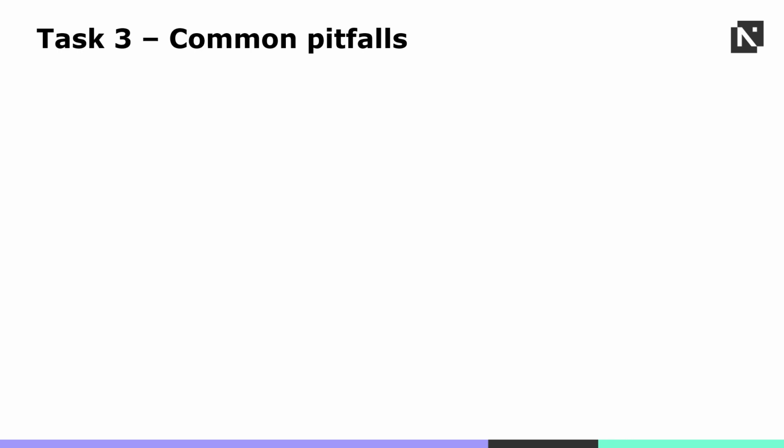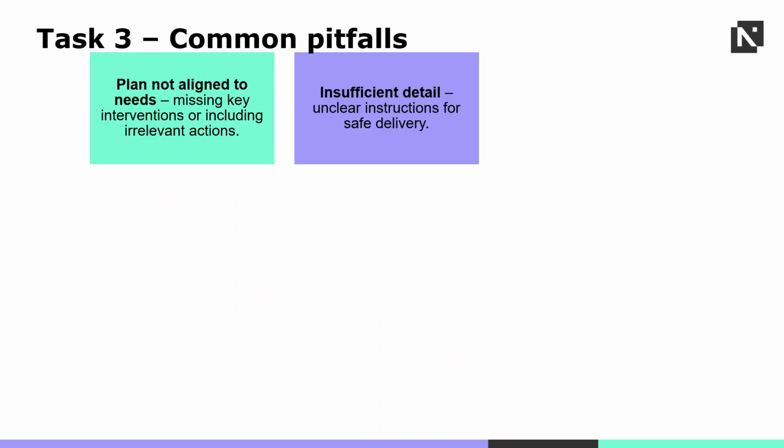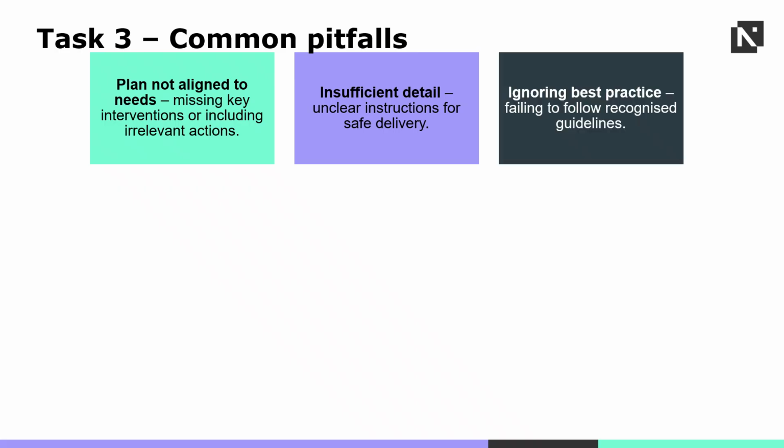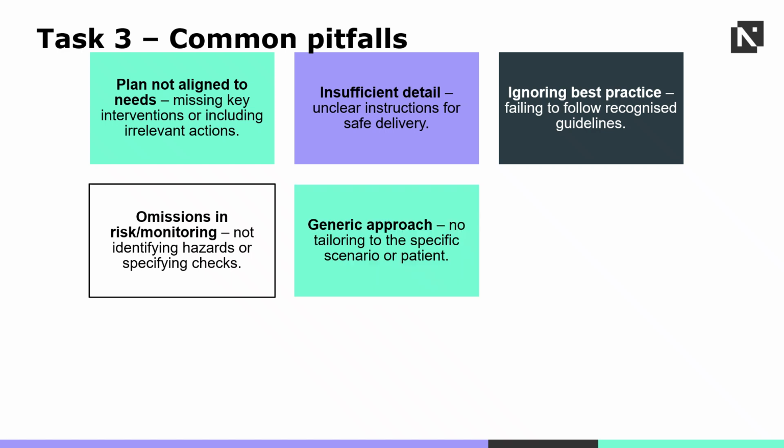So these are the common recurring issues that we see with Task 3. So plans are not aligned to needs. So key interventions are missing or irrelevant actions have been included. So the plan doesn't address the identified risks. Insufficient detail. Instructions are too vague to deliver safely, timings, frequencies or settings aren't stated. Next, ignoring best practice. So steps don't reflect recognised guidance or accepted standards. Omissions in risk or monitoring. Hazards and checks aren't identified, so there's no way to know if the plan is working or safe.